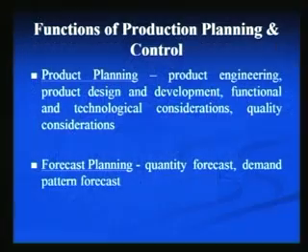The second important function of production planning and control is forecast planning. In this, we have to cover the quantity forecast and demand pattern forecast issues. When we talk about quantity forecast, we have to find the numbers in which the product can be sold in the market. That means we have to determine the volumes that can be absorbed by the market. While determining these volumes, we have to take into account the sale of similar products available in the market, maybe offered by your competitors.